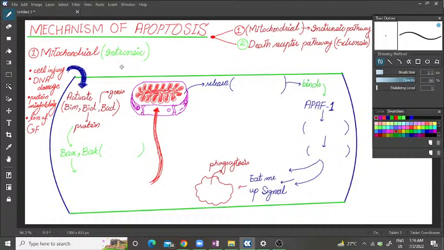Now come towards the mitochondrial pathway, which is intrinsic in nature. Now the question arises: why does a cell want apoptosis of itself? There are certain reasons. For example, cell injury. When there is any injury which is not going to be repaired by the cell repair mechanism, definitely the cell wants itself to undergo apoptosis.